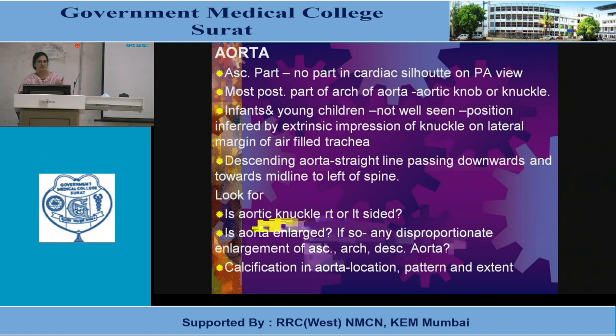So you should look whether the aortic knuckle is right or left sided. Is the aorta enlarged? If so, is there any disproportionate enlargement of the ascending aorta, arch of aorta, or descending aorta? Look for calcifications in the aorta, their location, pattern and extent.